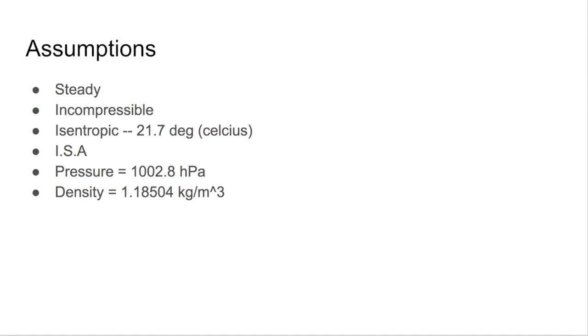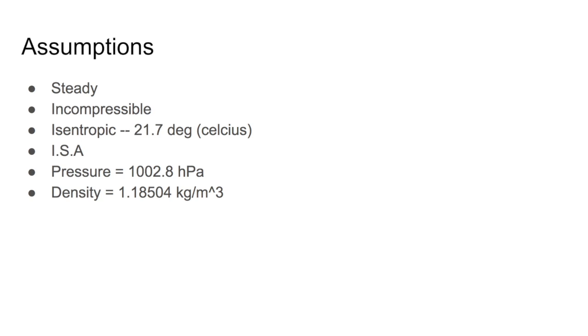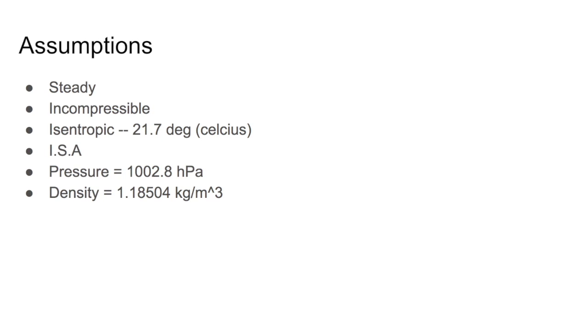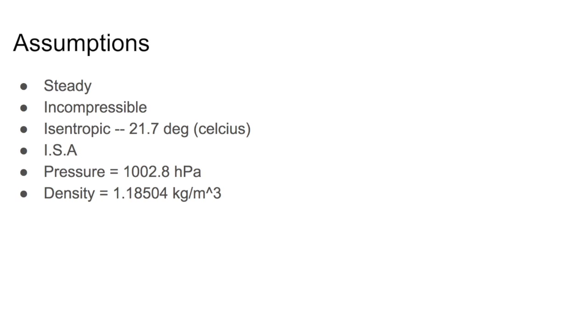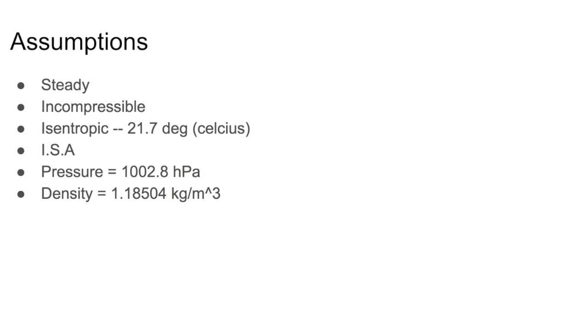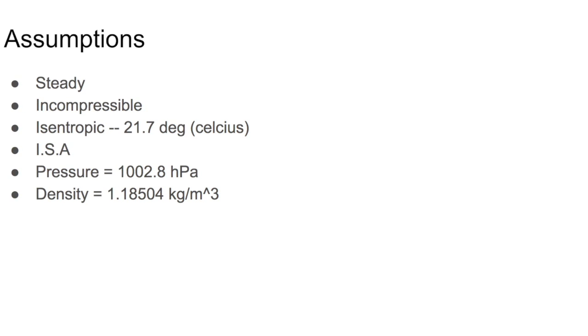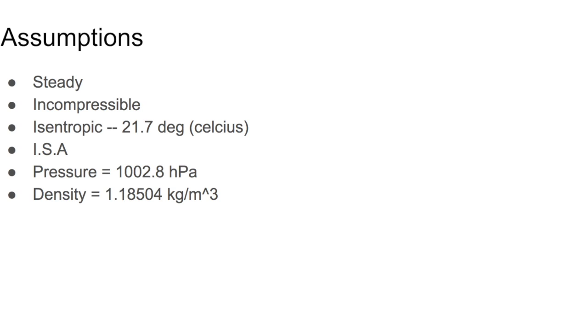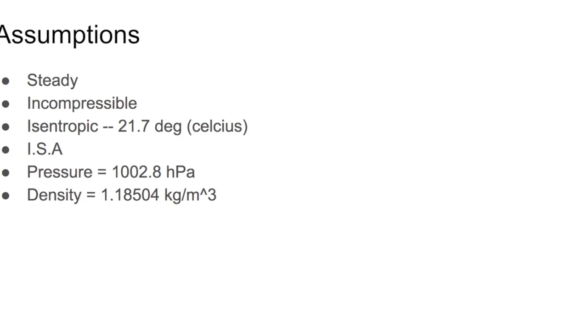Before we start crunching any numbers, we should make some assumptions to make our calculations easier. We first assume the flow is steady, so we don't have to deal with an accelerating flow. We also assume that it's incompressible, so we have a constant density. In order to calculate our density, we also need a temperature, which we will make constant in this case. So we assume we have an isentropic process. We also assume we have ISA conditions.